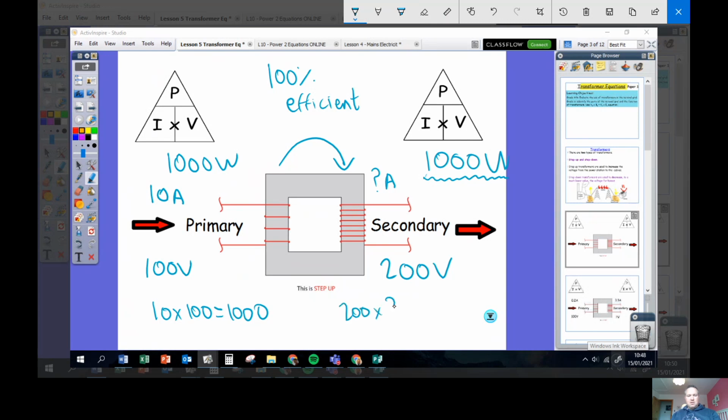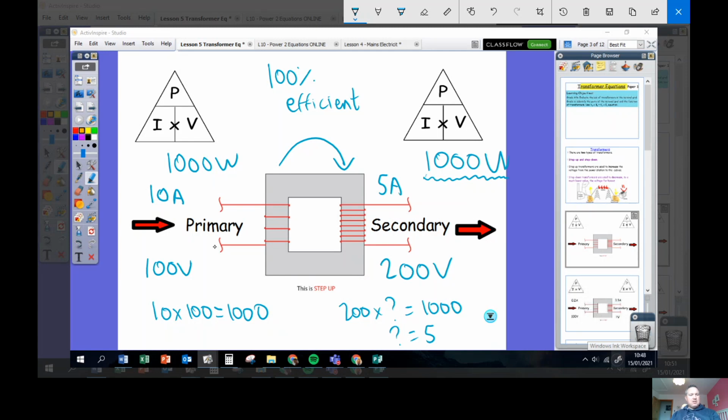200 times some mystery number gives me 1000. You can probably do that mental maths, or you can just divide both sides by 200, and that mystery number is 5. So you can see that on this side, I'm going to have a current of 5 amps.